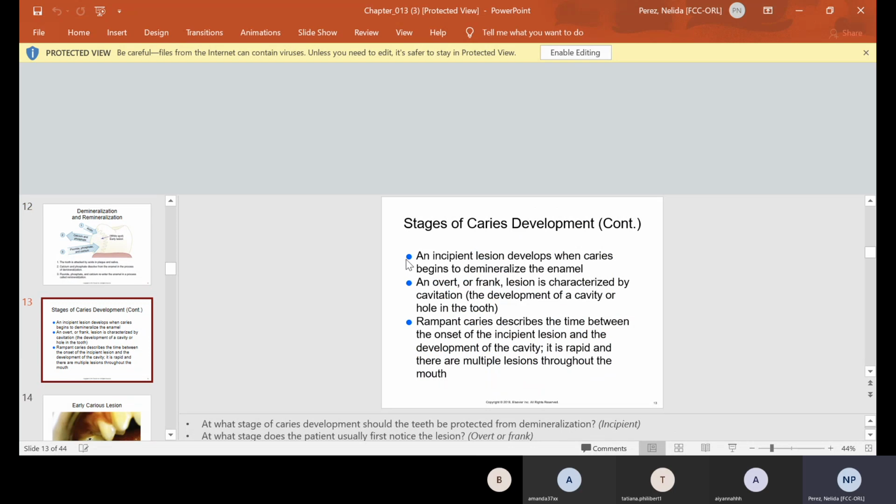So an incipient lesion develops when caries begin to demineralize the enamel. An overt or frank lesion is characterized by cavitation, the development of a cavity or hole in the tooth. Rampant caries describes the time between the onset of the incipient lesion and the development of the cavity. It is rapid and there are multiple lesions throughout the mouth.